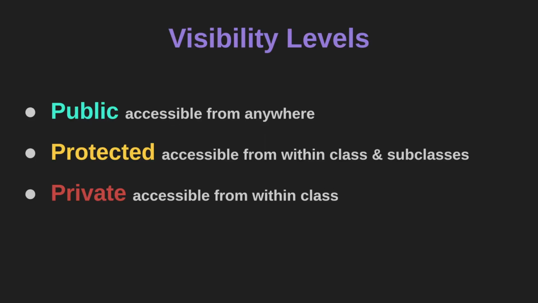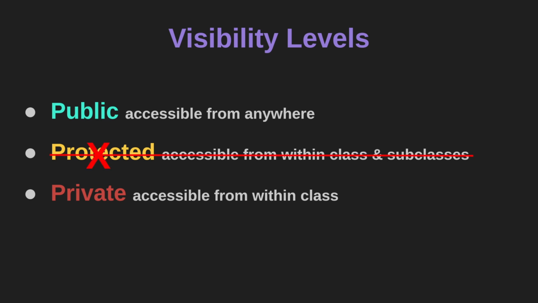Programming languages like Java or C++ implement encapsulation using visibility levels. Each unit, like classes, properties and methods, can have one of the three possible values of visibility. Public, which makes them accessible from anywhere. Protected, which makes them accessible from within the class and its subclasses, and private, which makes them accessible only from within the class.